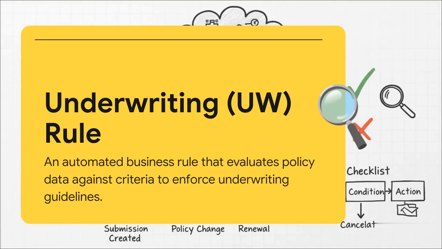Okay, so let's get a really clear definition on the table. A UW rule is, at its heart, a pretty simple concept. It's an automated business rule. It just looks at the policy data, anything from a driver's age to a building's fire protection, and it compares that data to the criteria you've set up. And based on that comparison, it enforces your underwriting guidelines. The two magic words here are automated and consistently.